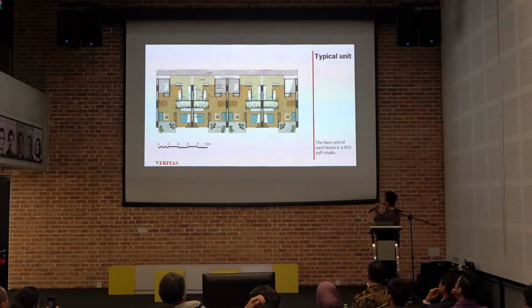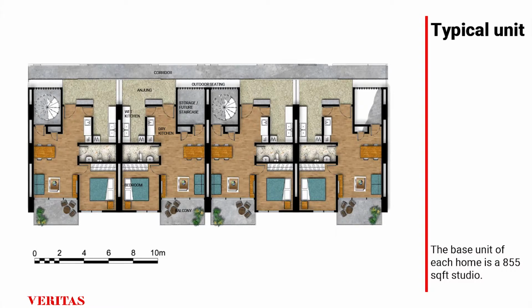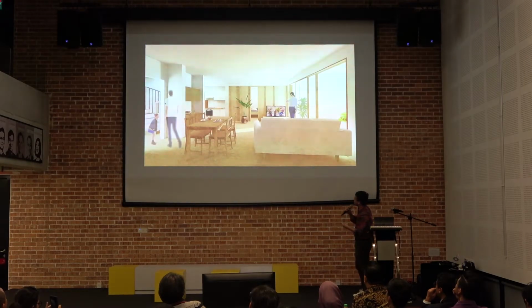So this is the typical unit. I think I've shown it to you before: a corridor with an anjung that spills into a wet kitchen, and you have a dry kitchen, and this is the unit. This is the area for the staircase for your future construction. So that's what it looks like.